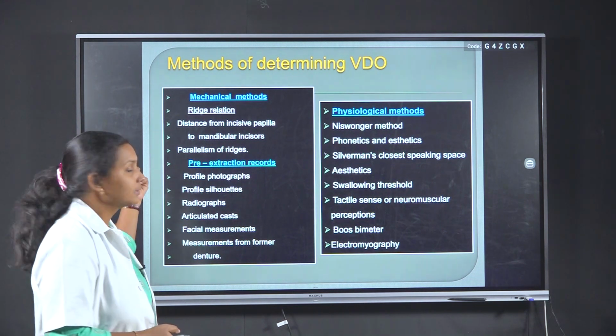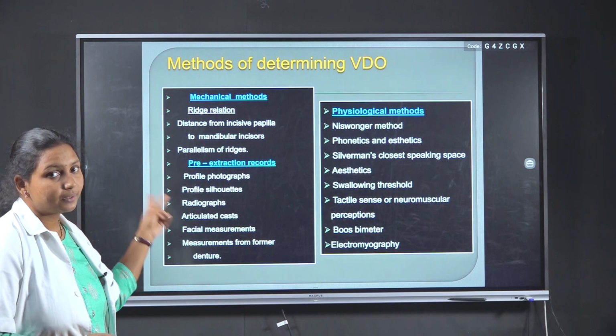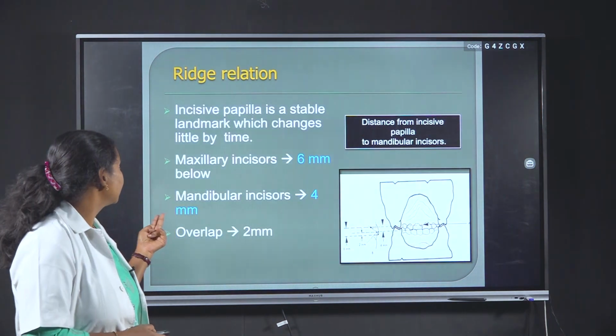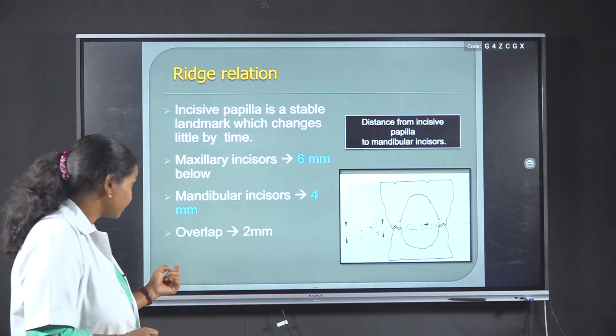And these methods are to record vertical dimension at occlusion. They are mechanical methods, pre-extraction methods and physiological methods. I will be discussing them in detail. Okay. The first thing is mechanical methods. The first thing is ridge relationship.